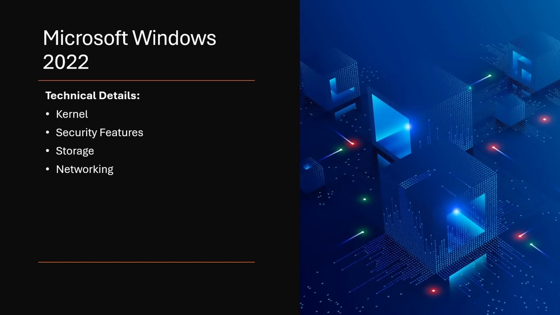For networking, we can use software-defined networking, which offers a scalable, flexible, and manageable networking model and centralized control. This is useful for automating and managing network configurations. Also, we can use hybrid cloud integration, which is a seamless integration with Azure services for hybrid cloud deployments, allowing for extended on-premises infrastructure to the cloud.